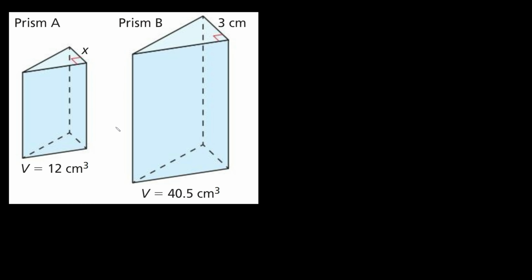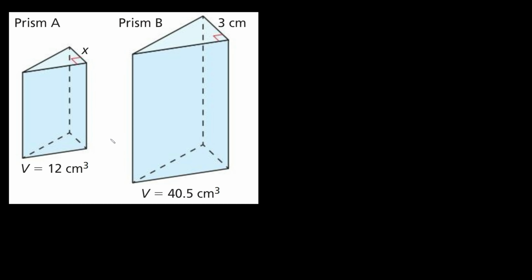Okay, so for this problem right here, we're given two triangular prisms. This smaller one is prism A, this bigger one is prism B, and we're also given the volumes of both of these prisms. So this one is 12 centimeters cubed, and this bigger one is 40.5 centimeters cubed. Okay, we're also given this width right here that is 3 centimeters, and we're trying to solve or find this width of this smaller prism, which is just labeled as x, all right?